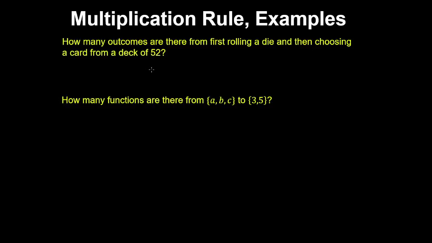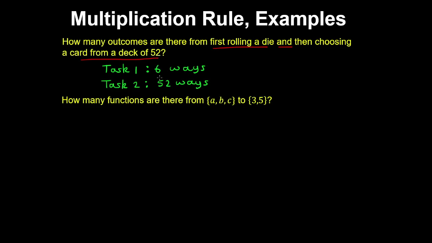How many outcomes are there from first rolling a die and then choosing a card from a deck of 52 cards? Well, we can see that task 1, being rolling the die, can be done in 6 distinct ways, and choosing a card from a 52 card deck can be done in 52 distinct ways, where both tasks are independent.